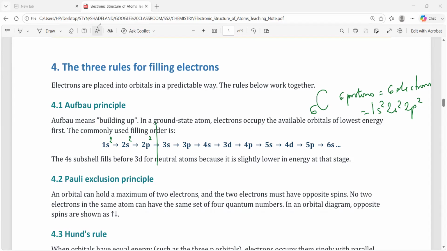No 2 electrons in the same atom can have identical sets of 4 quantum numbers. We are not going to discuss quantum numbers today. We are going to discuss quantum numbers in our next class. But you already have an idea of what the quantum number is. I wish we could finish everything today.